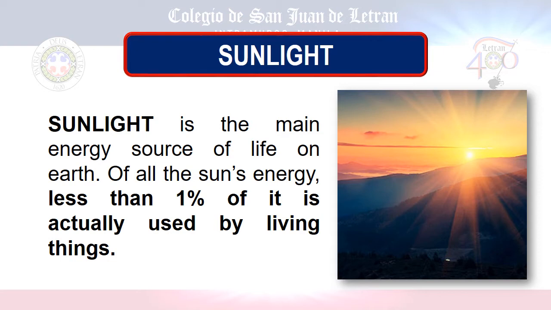The sun is the primary source of energy on our planet. Plants need sunlight to grow. Animals, including humans, need plants for food and the oxygen they produce. Without heat from the sun, Earth would freeze. There would be no winds, ocean currents, or clouds to transport water. Of all the sun's energy, less than 1% of it is actually used by living things.